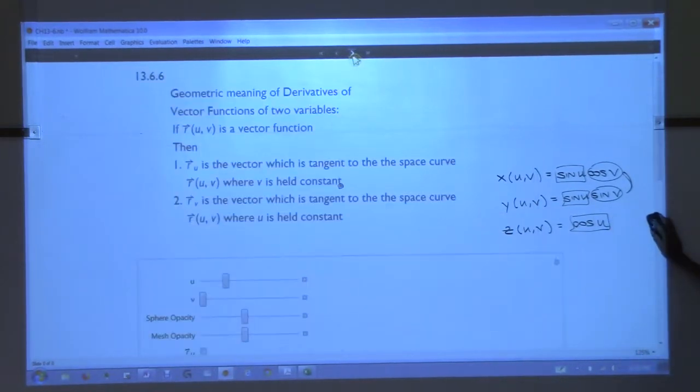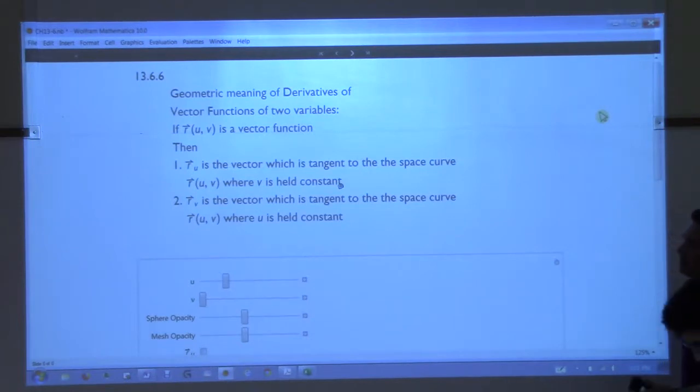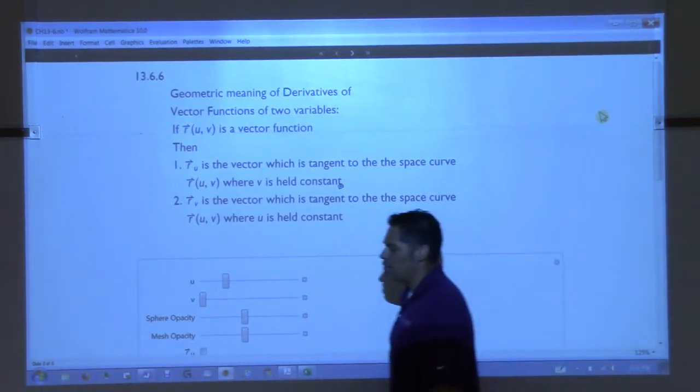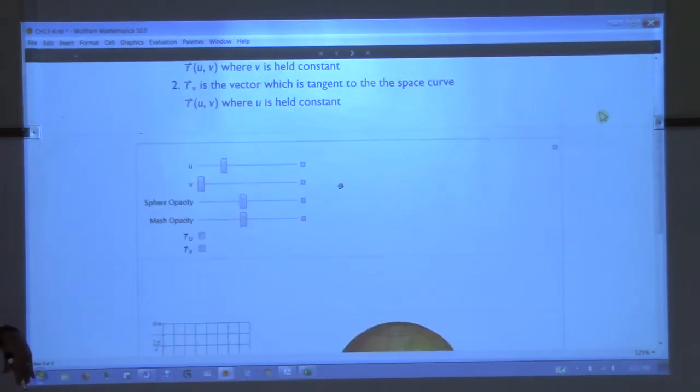So how is this going to work with these new vector functions of two variables? If we have two variables, then if we want to talk about a tangent vector, it's a little bit more complicated because it's a surface, right? So what we'll have to do is hold one of the variables constant, look at that grid curve, and then get the tangent vector off that one grid curve. Does that make sense?